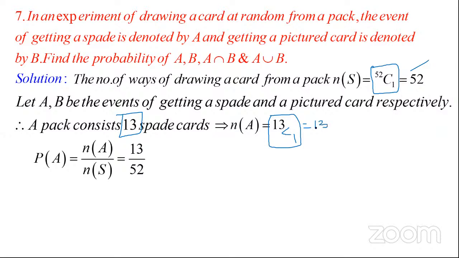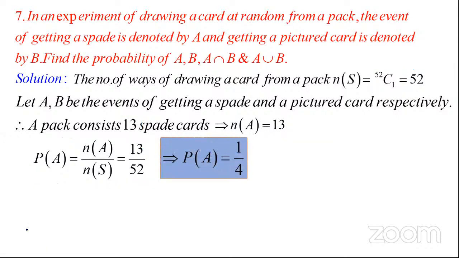This is the number of A. N of A is nothing but, the probability of an event A equal to N of A by N of S. So N of A value we know, N of S value also we know, then just substitute the values. 13C1 by 52C1. So 13C1 is nothing but 13, and 52C1 is nothing but 52. So 13 by 52. This we may write as P of A equal to 1 by 4.